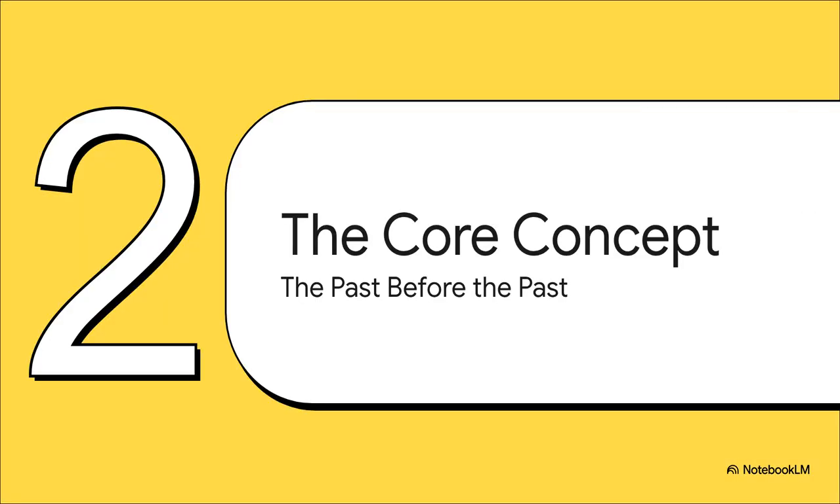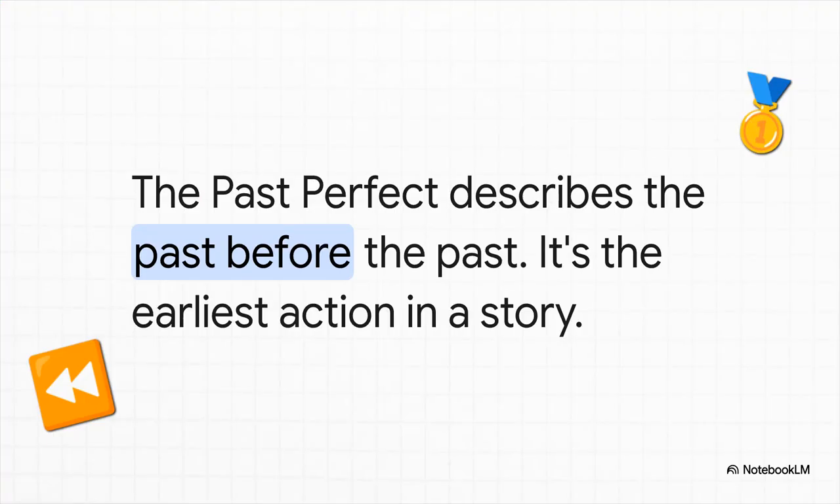All right, everybody, listen up. If you only take one single thing away from this whole explainer, this is it. This is the absolute heart and soul of the past perfect tense. The past before the past. This phrase right here, this is your golden key to mastering this whole thing. The past perfect isn't just about some event in the past, it's about the event that happened before another past event. It always signals the very first thing that happened in your story.